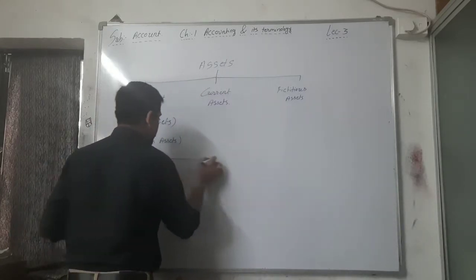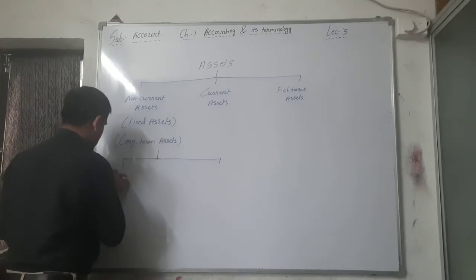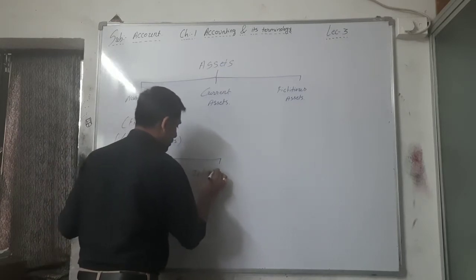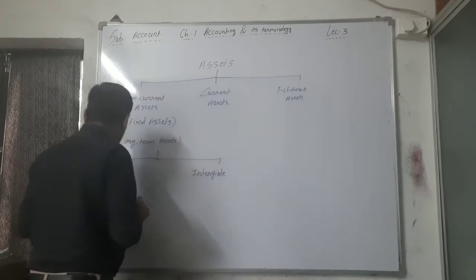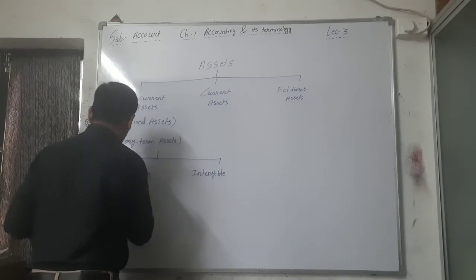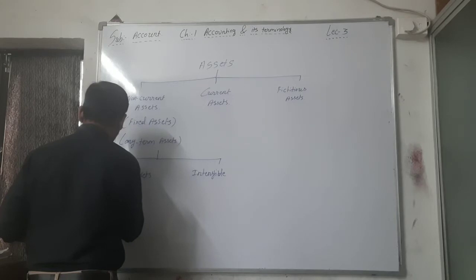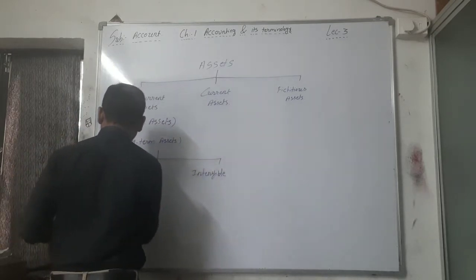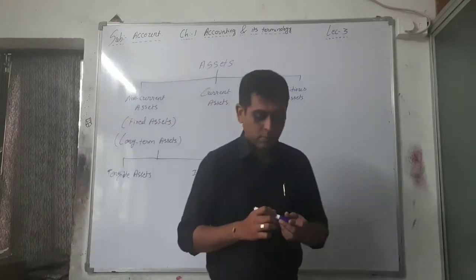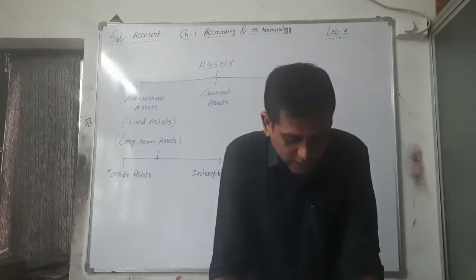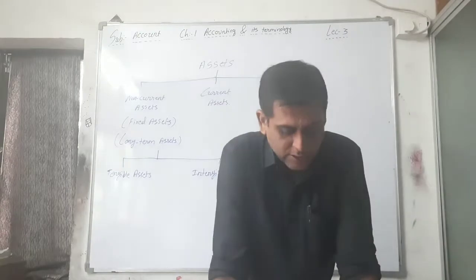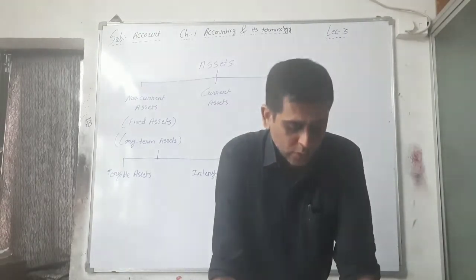So here we can write tangible assets and intangible assets. Okay, so it is the subcategory of non-current assets. Land, building, plant, machinery, furniture, etc. are included. I already told you in the non-current assets point.